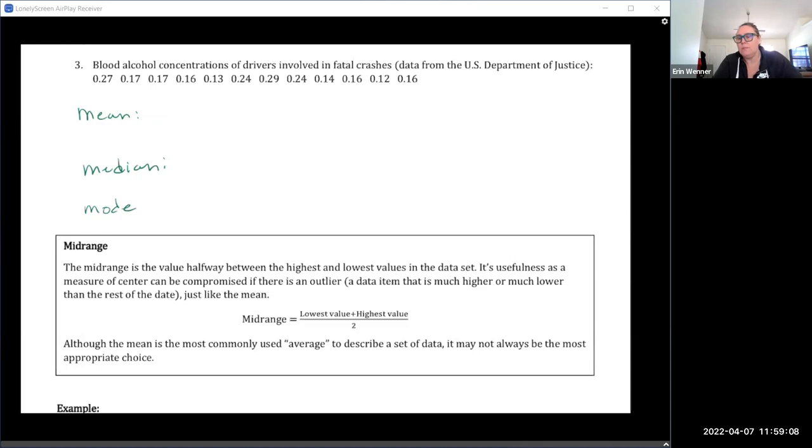So remember, in order to find the median, you have to first list your values from least to greatest. If we don't do that, then we'll end up with a weird value. But for our mean, we get 0.1875. If it terminates, I would leave the full number unless the instructions tell you to round to a specific place value, okay? Then your median is 0.165 and our mode is going to be 0.16. We've got 1, 2, 3 of them, right? So any questions about those?